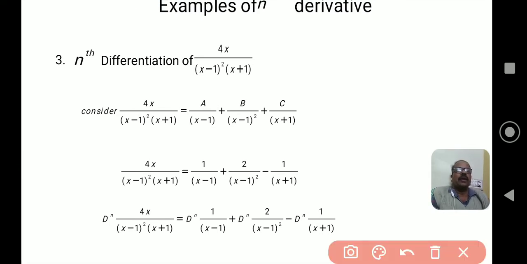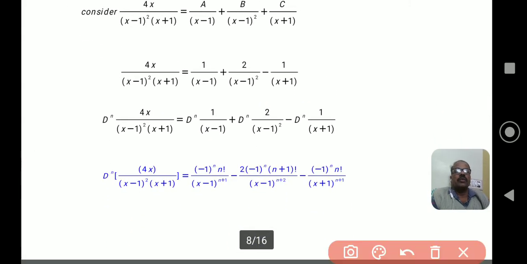You can express 4x is equal to a into x minus 1 whole square, b into x minus 1, and c into again x minus 1 whole square. We will find these a, b, c values finally after getting a solution: a equal to 1, b equal to 2, and c equal to minus 1. After substituting the a, b, c values in the above step, we can get this step. Now this is the value.